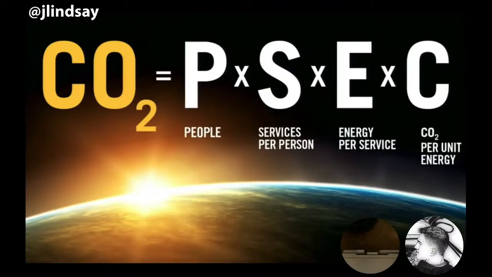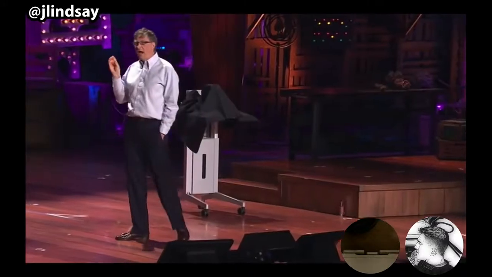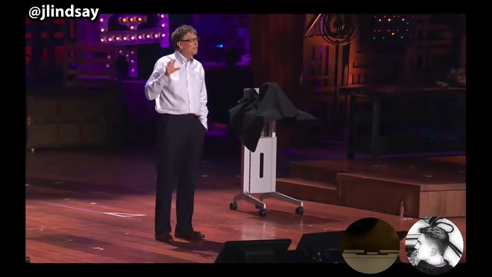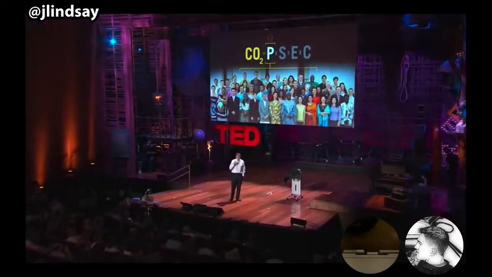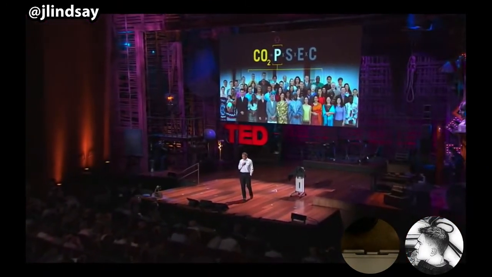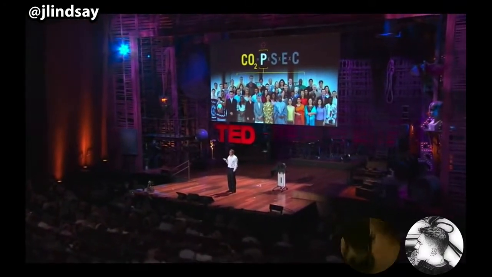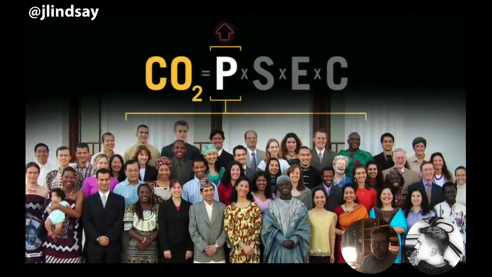So let's look at each one of these and see how we can get this down to zero. Probably one of these numbers is going to have to get pretty near to zero. That's back from high school algebra, but let's take a look. First, we've got population. The world today has 6.8 billion people. That's headed up to about 9 billion.